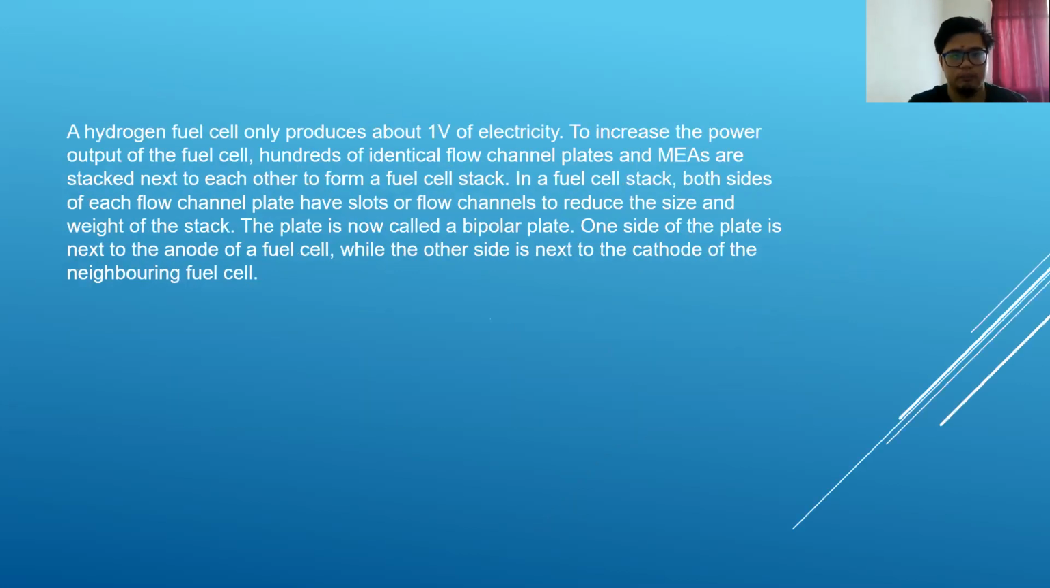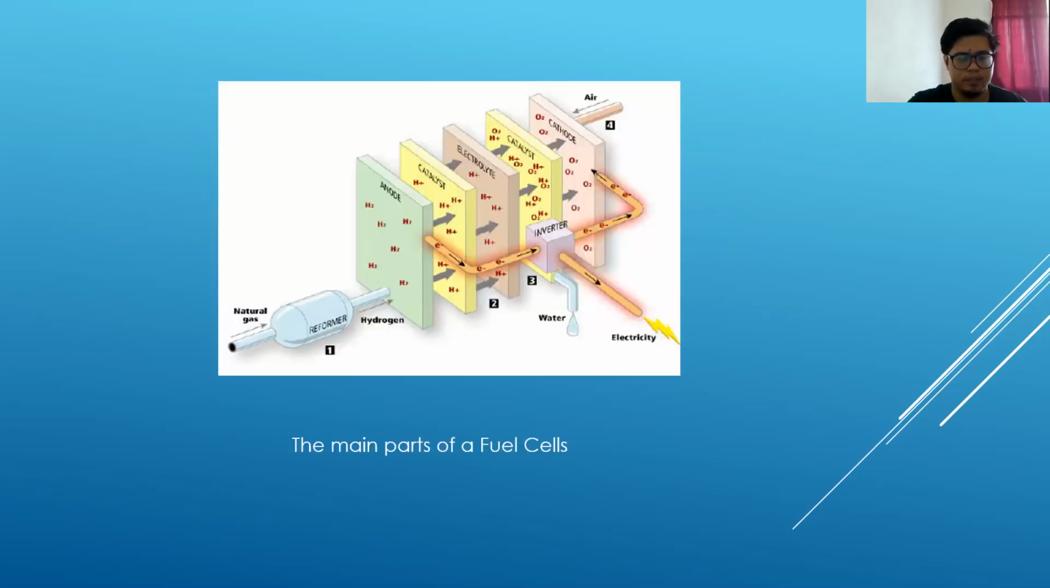A hydrogen fuel cell only produces about 1 volt of electricity. To increase the power output of the fuel cell, hundreds of identical flow channel plates and MEAs are stacked next to each other to form a fuel cell stack. In a fuel cell stack, both sides of each flow channel plate have slots or flow channels to reduce the size and weight of the stack. The plate is now called a bipolar plate. One side of the plate is next to the anode of a fuel cell, while the other side is next to the cathode of the neighboring fuel cell. This is the main part of the fuel cell.